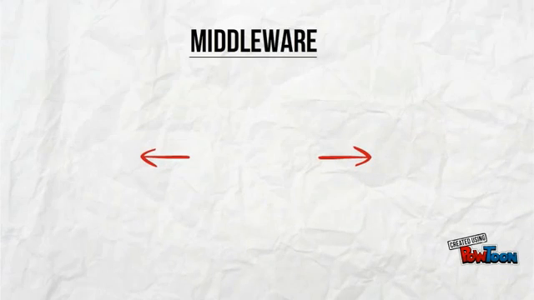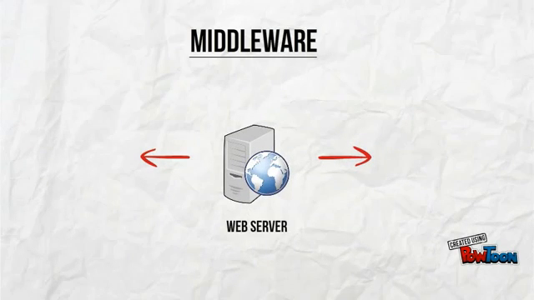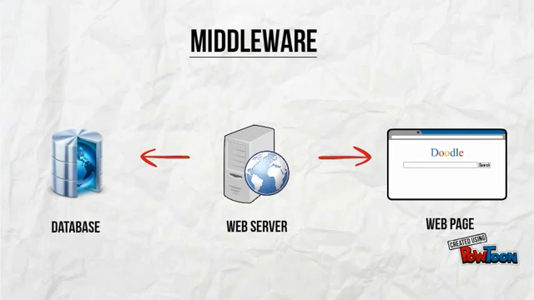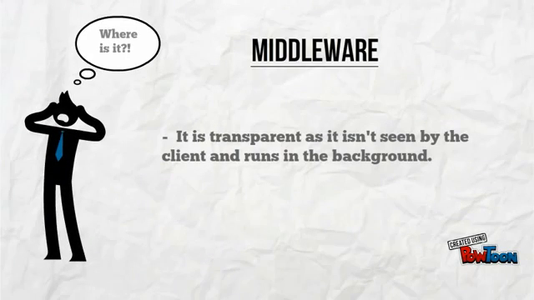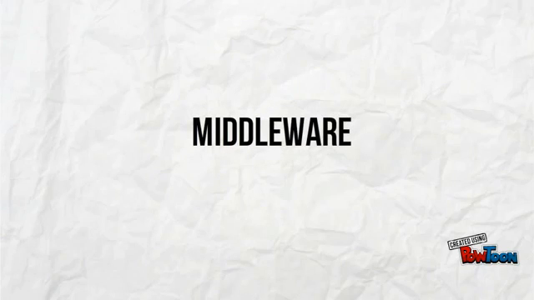An example of middleware is where a web server accesses data from a database whilst loading content from a web page. The software runs quietly in the background and isn't seen by the client, therefore there is a transparency to the process. As we look deeper into middleware, we will cover three topics.